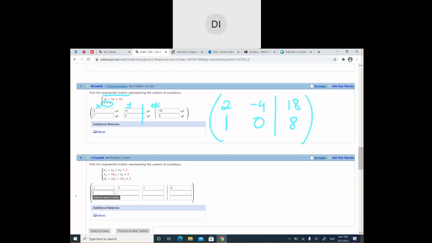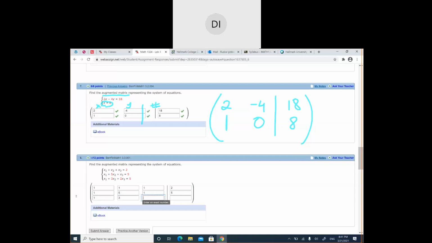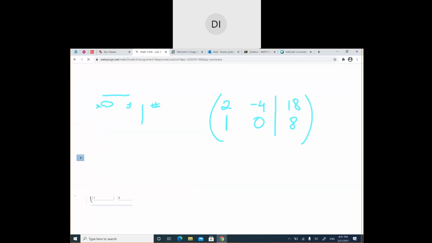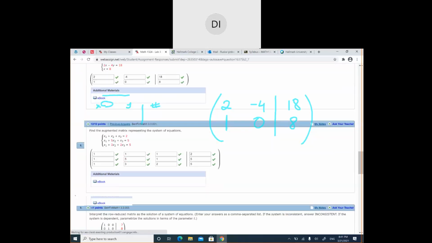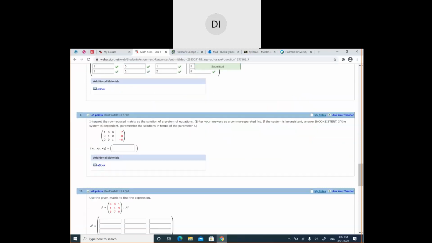Then you're going to go to the second equation. You have 1, 5, and 1 in front of x3. And the number on the other side is 5. And then you're going to go to the third equation. You have 1 in front of x1, 3 in front of x2, 2 in front of x3, and that's equal to 5. And that's it. That's all you're doing. You transfer the system of equations to an augmented matrix, to a table. Okay? So that's all.